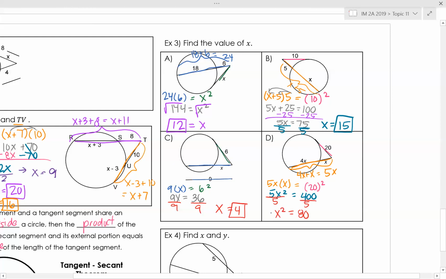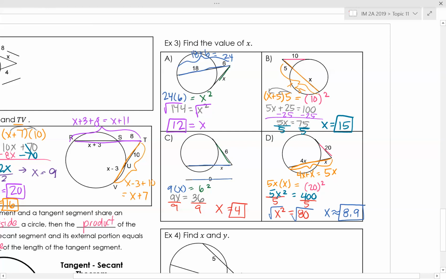And then if we take the square root of this, 80 is not a perfect square. So 81 we know is 9, its square root. So I know this is going to be close to 9. So you are going to have to use your calculator for this. So if I take the square root of 80, I get about 8.9.